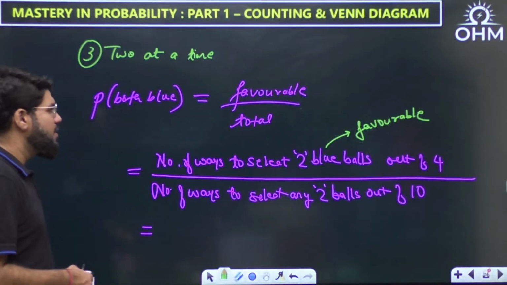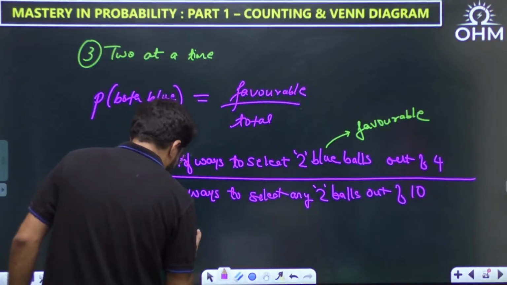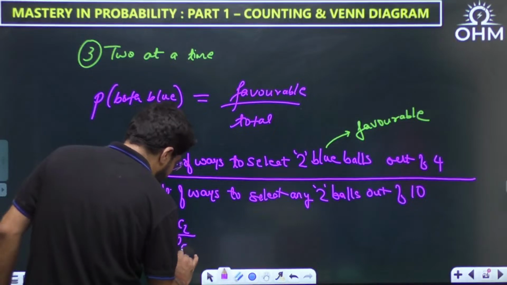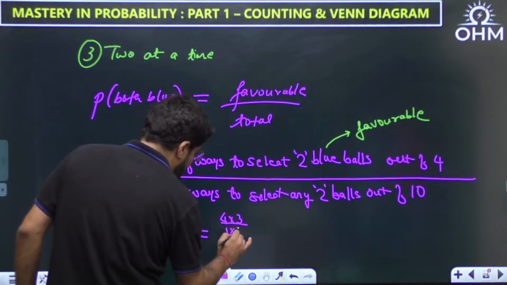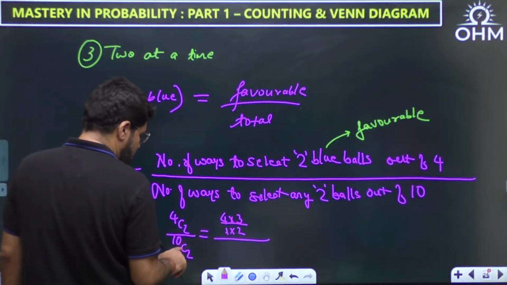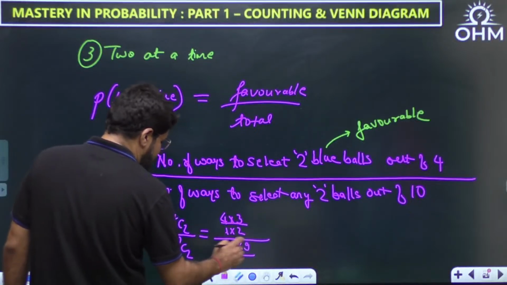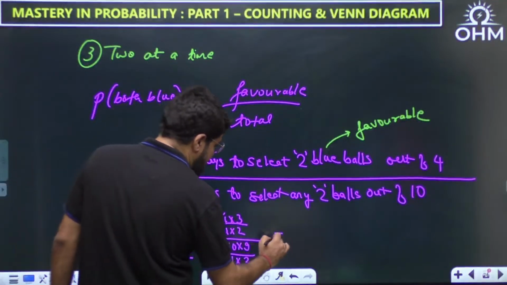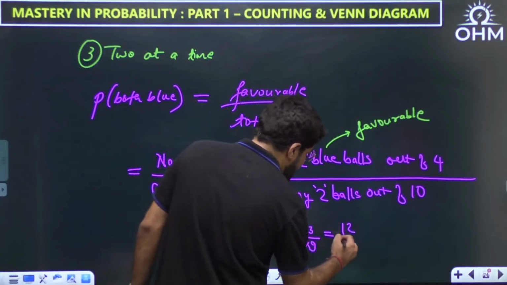Now, the number of ways of selecting any 2 balls out of 4 is 4C2. The number of ways of selecting any 2 balls out of 10 is 10C2. Now let me write down the calculation. 4C2 is 4 into 3 upon 1 into 2: numerator 4, decreasing order 2 terms, denominator starting with 1 up to 2. Similarly, 10C2: numerator starting with 10, decreasing form, only 2 terms, so 10 and 9. Denominator starting with 1, only 2 terms, so 1 into 2. So 1 into 2 and 1 into 2 cancel. Your answer is 4 into 3 divided by 10 into 9, which is 12 divided by 90.